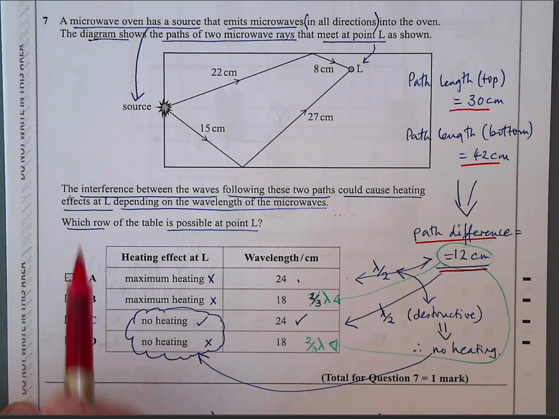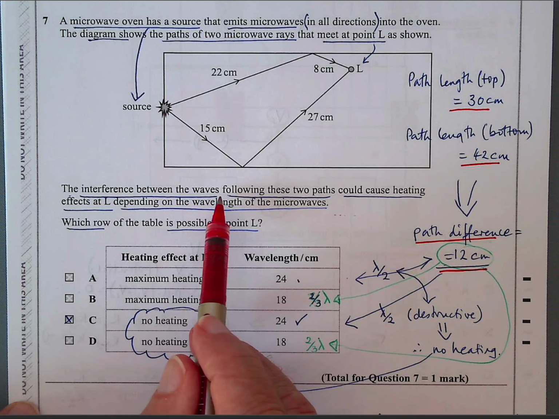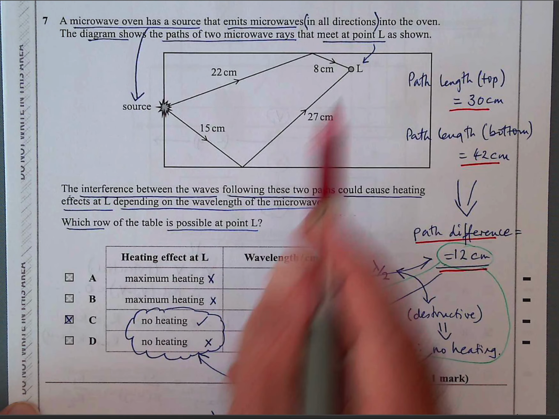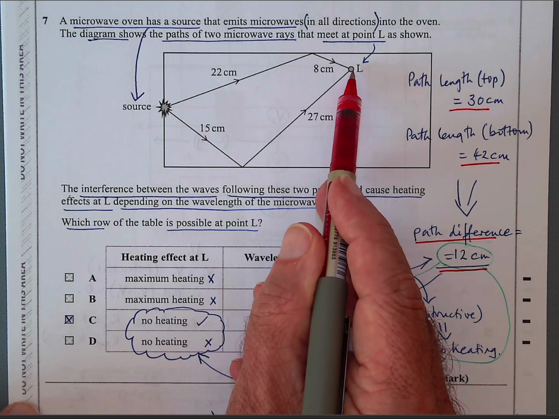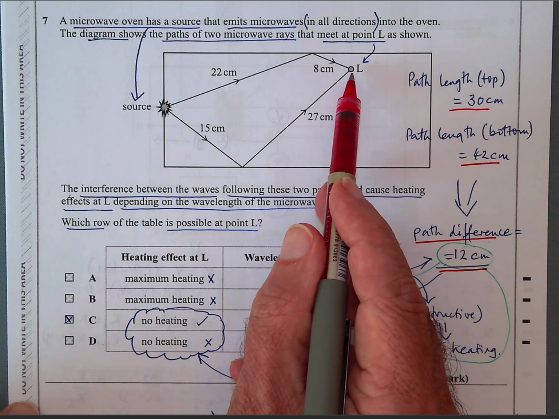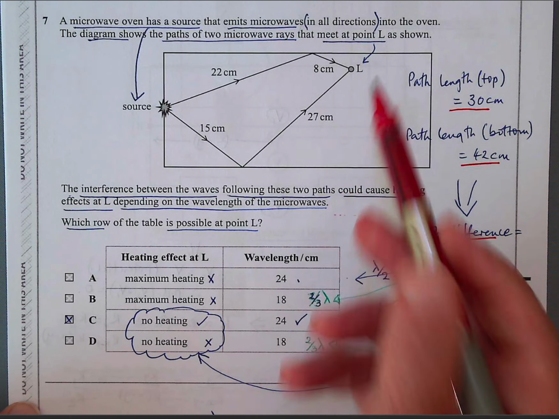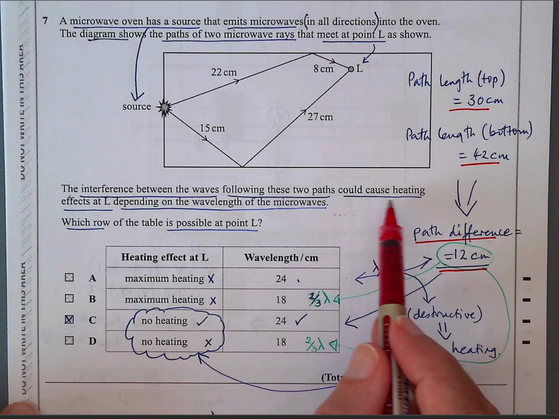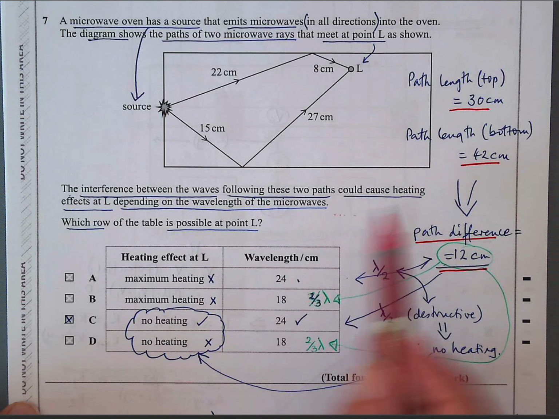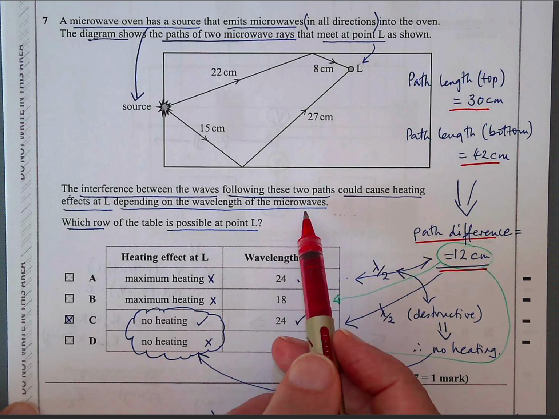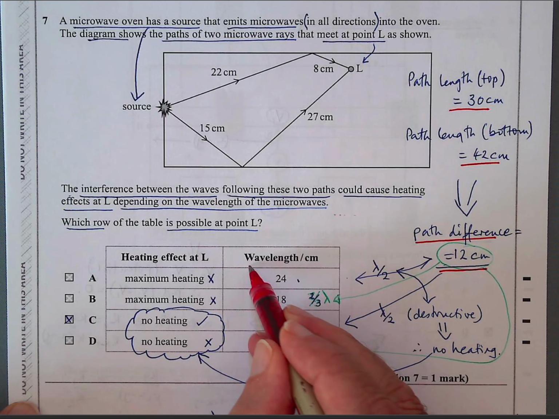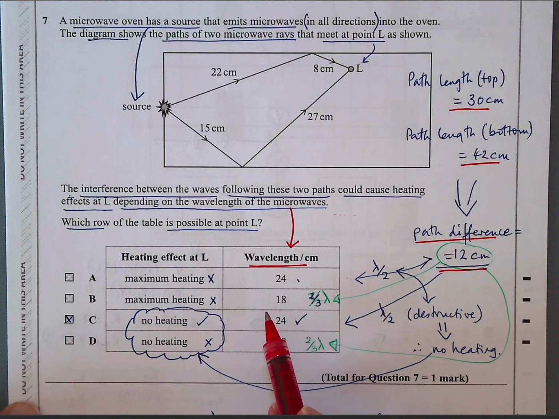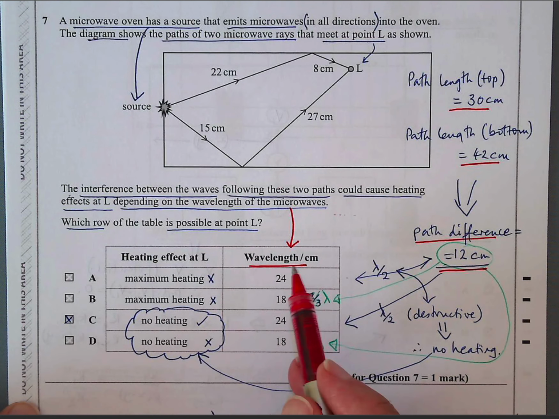Okay, so let's see what they're asking. The interference between the waves following these two paths could cause heating effects at L. So we're looking at the effect at L. In other words, these two waves arriving, are they going to be in phase or out of phase? This is what they're trying to say. So if it would cause heating, that means they would be arriving in phase, depending on the wavelengths of the microwaves. They've given us two possible wavelengths of the microwaves in the table. Which row of the table is possible at point L?